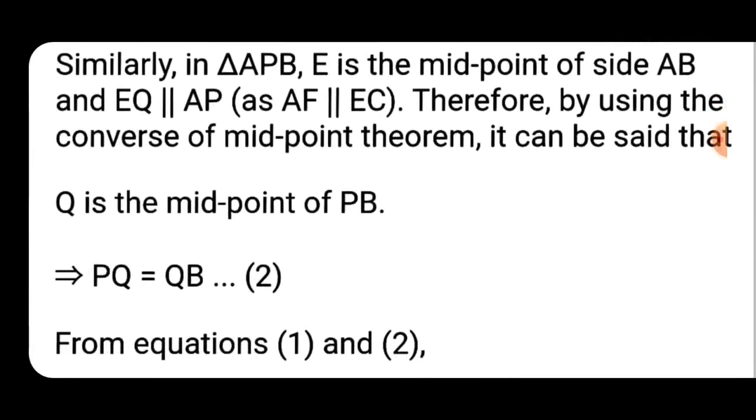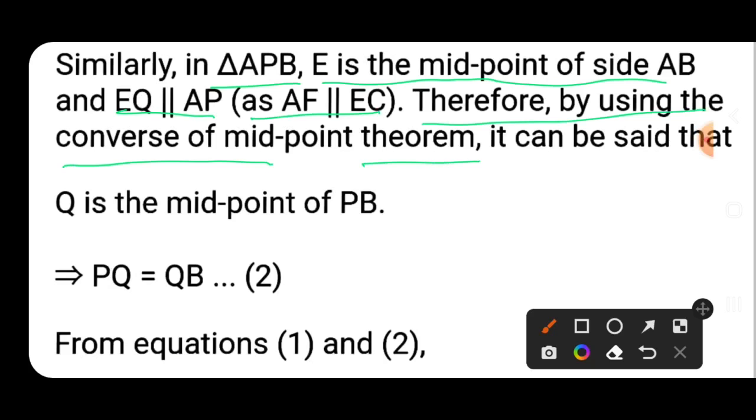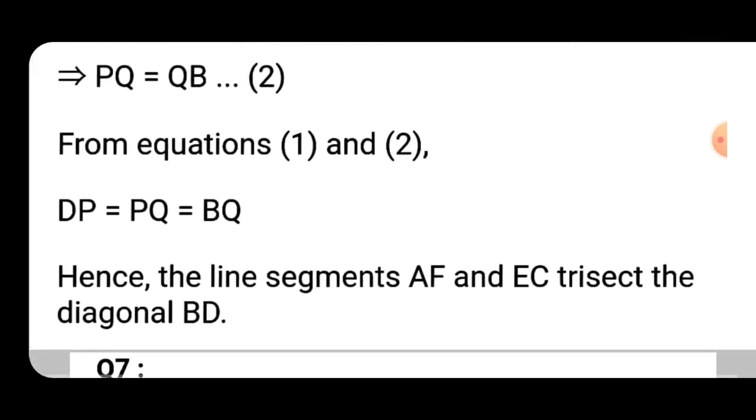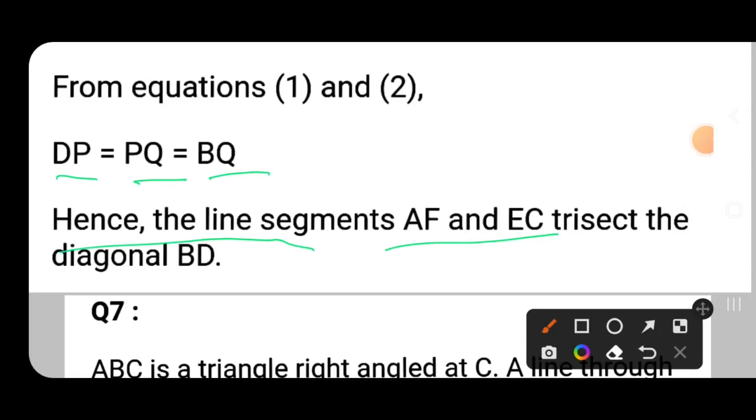Similarly, in triangle APB, E is the midpoint of side AB and EQ is parallel to AP as AF is parallel to EC. Therefore, by using the converse of the midpoint theorem, it can be said that Q is the midpoint of PB. So PQ is equal to QB. Comparing the first and second, you will get DP is equal to PQ is equal to BQ. Hence the line segments AF and EC trisect the diagonal BD. Trisect means in three equal parts.